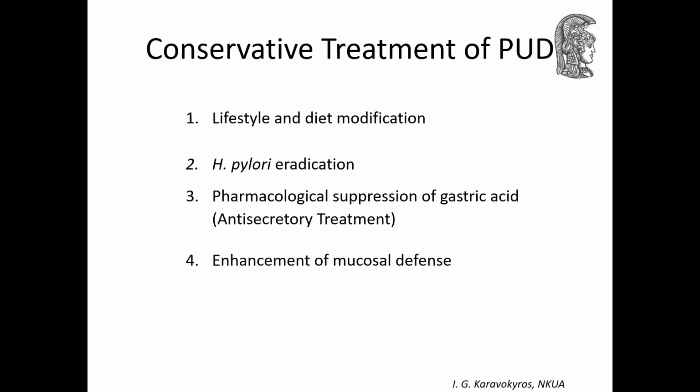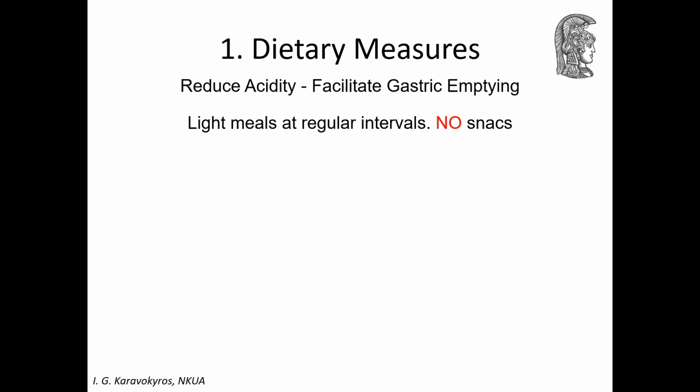Peptic ulcer disease is typically treated conservatively nowadays. Surgery has a role in persistent or complicated disease. The basic principles of conservative treatment are lifestyle and diet modification, Helicobacter eradication, pharmacological suppression of gastric acid, and enhancement of mucosal defense. Regarding diet, withdrawal of foods that increase gastric acidity or slow down gastric emptying is important.